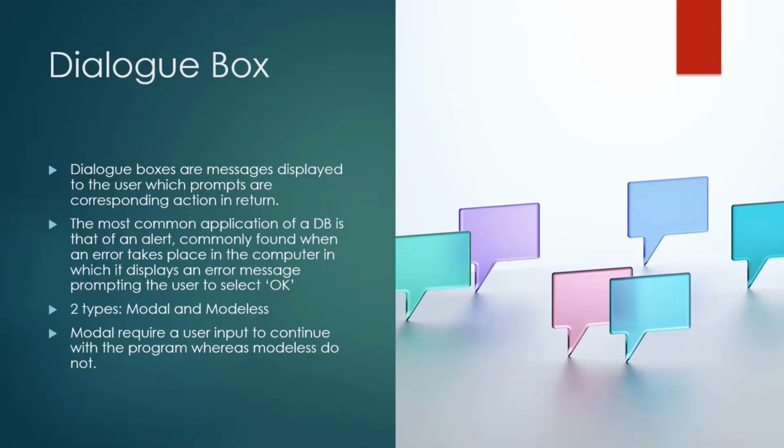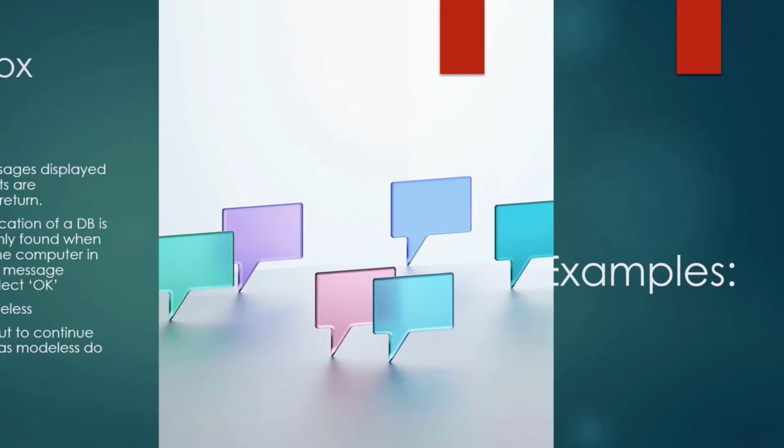Dialog boxes are messages that are displayed to users which prompt a corresponding action. Normally the most common ones you'll see are alerts when an error takes place in your computer. There are 2 types. There's modal, which requires a user input to continue, such as a warning message, for example a low battery message, in which it requires you to click OK. And modeless don't require any sort of response.